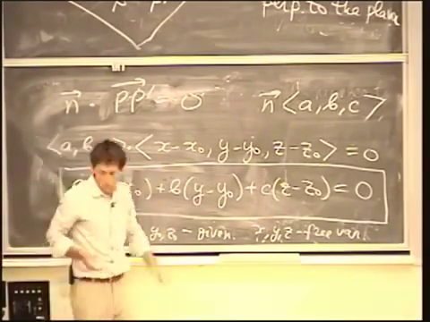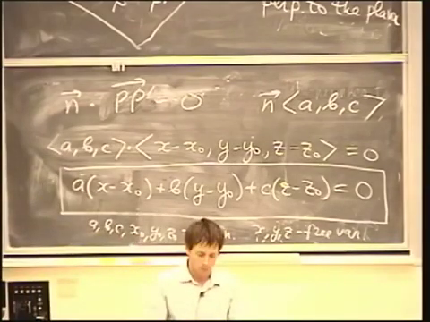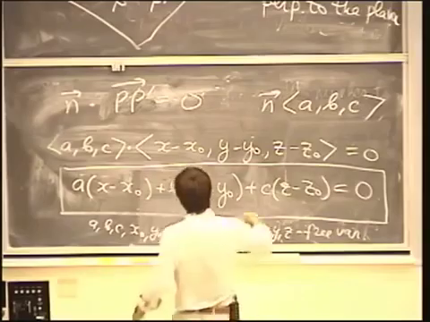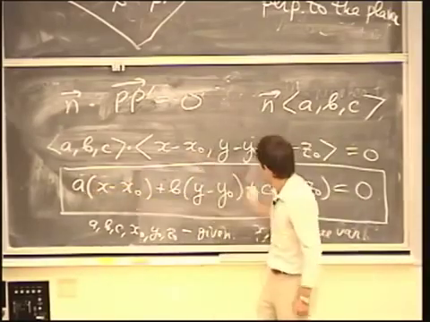Okay? So once you have this equation, there are all kinds of questions that can be asked. For example, if you have two planes, are they parallel to each other or not? What is the angle between these planes? But all of this can be immediately learned from this equation by looking at it and interpreting the coefficients a, b, c, and x0, y0, and z0 as this data.